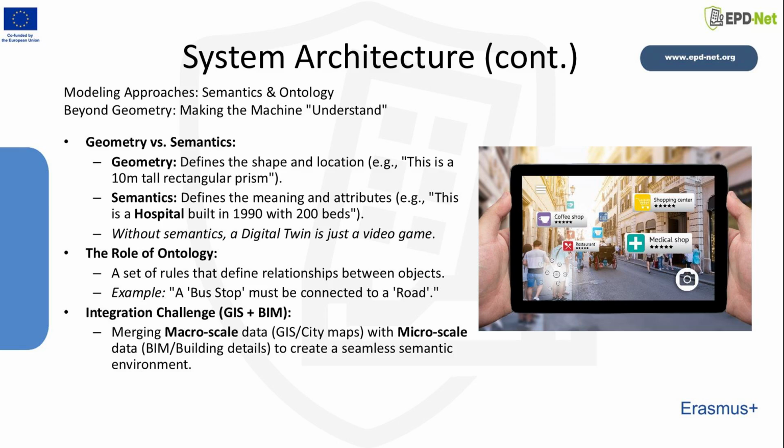We have discussed the architecture, but there is a missing link: intelligence. In slide 9, we address the modeling approach. The most critical concept here is the distinction between geometry and semantics. A standard 3D model is purely geometric. It tells the computer, here is a box, located at these coordinates. But a digital twin must be semantic. It needs to tell the computer, this box is a hospital. It has 200 beds, consumes this much energy, and was built in 1990.